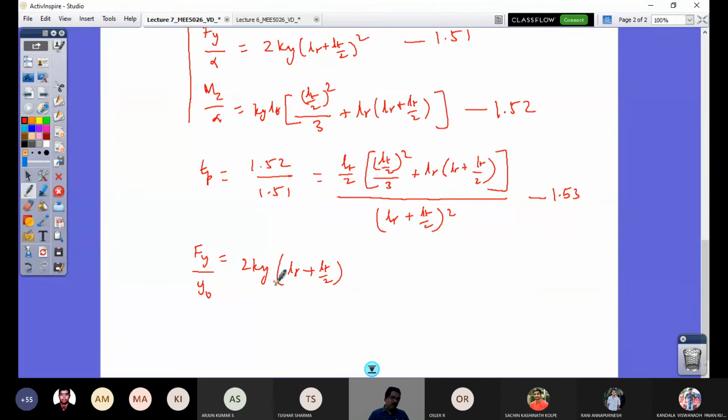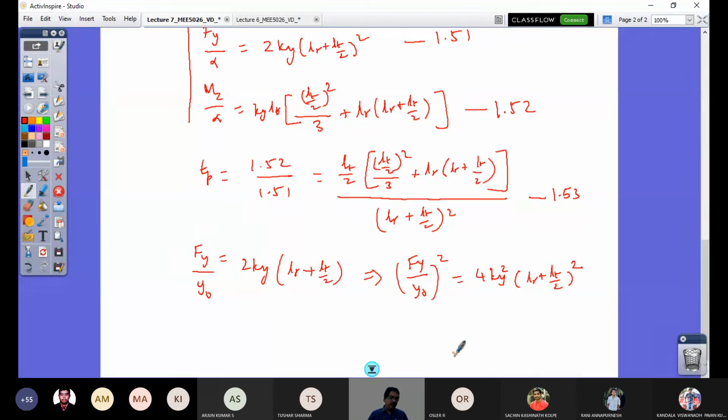This is not given a specific number by the textbook, so let's not worry. So this equation, if I square on both sides, it's going to be (Fy by y naught) whole square. That's going to be 4 ky square into (Lr plus Lt by 2) whole square, right?